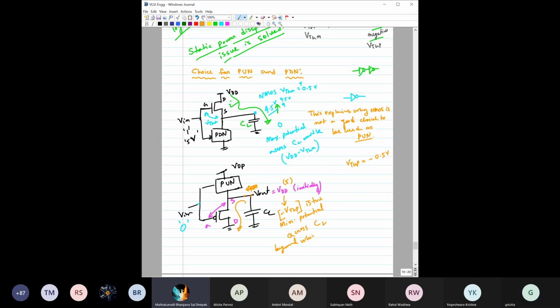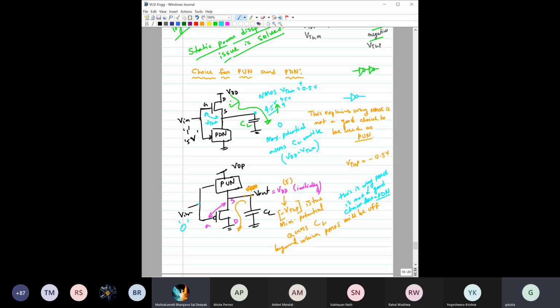Beyond which PMOS will be off, right? So this again explains why this is why PMOS is not a good choice as a pull down network, right?